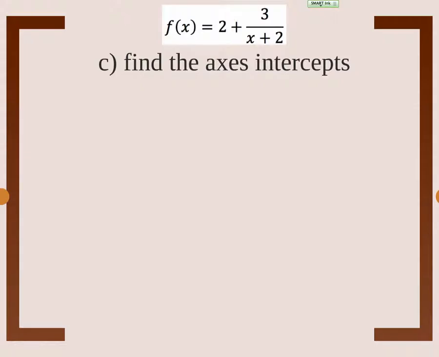So, like I said, we're going to find the axis intercepts. So we're going to have to find the x-intercept and the y-intercept. Now, finding the x-intercepts, we actually did yesterday. We just didn't call it that. The x-intercepts are the zeros.